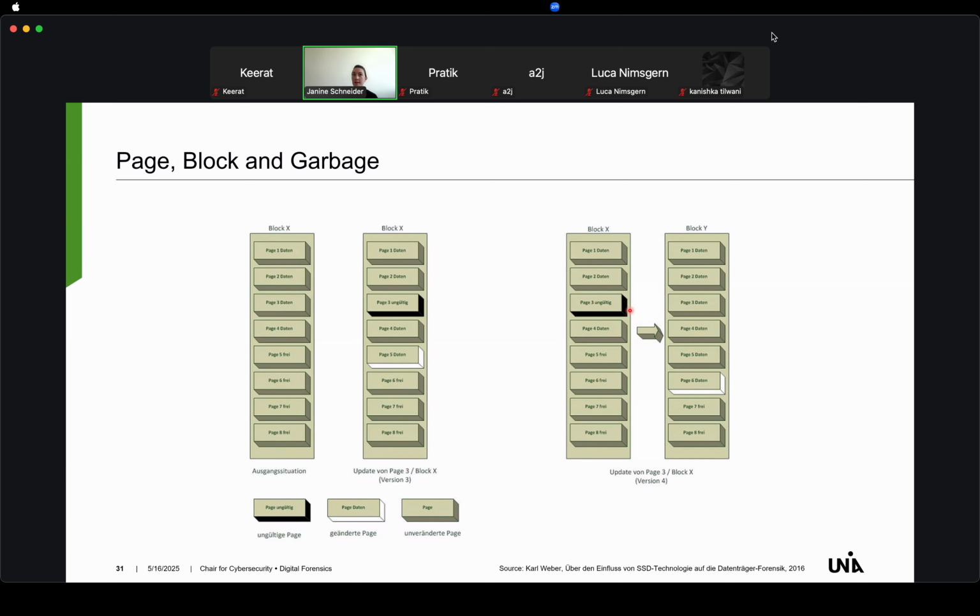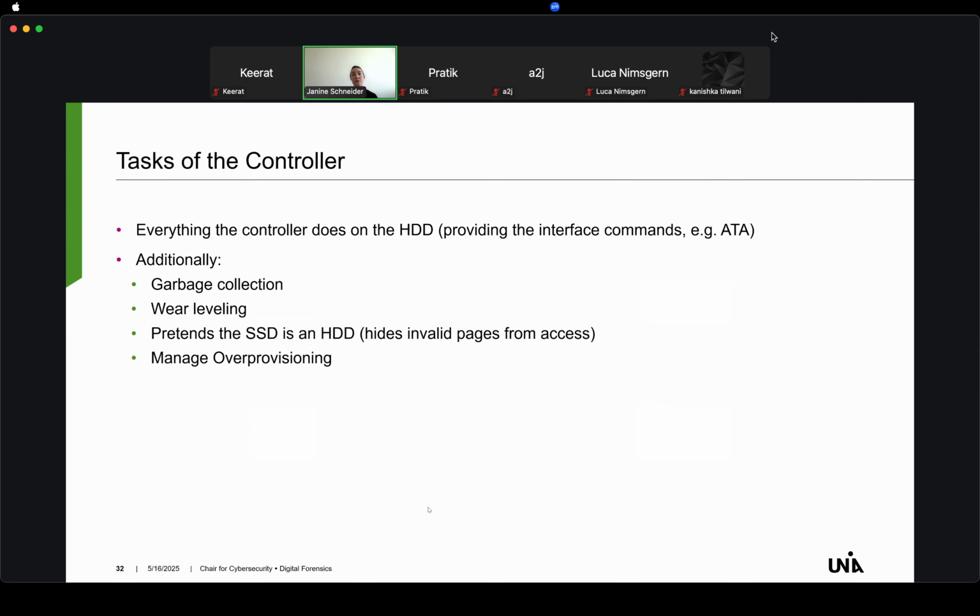But there's another mechanism to get rid of all data, and it's called trim. Actually accessing invalid pages that would be interesting for forensics because they contain old data is in practice not feasible or not possible because we have garbage collection, we have wear leveling, and we have trim.